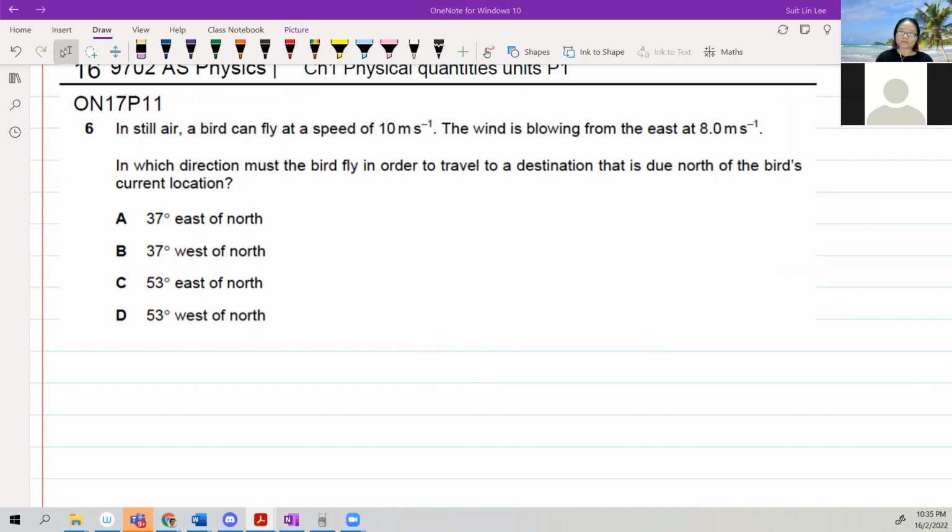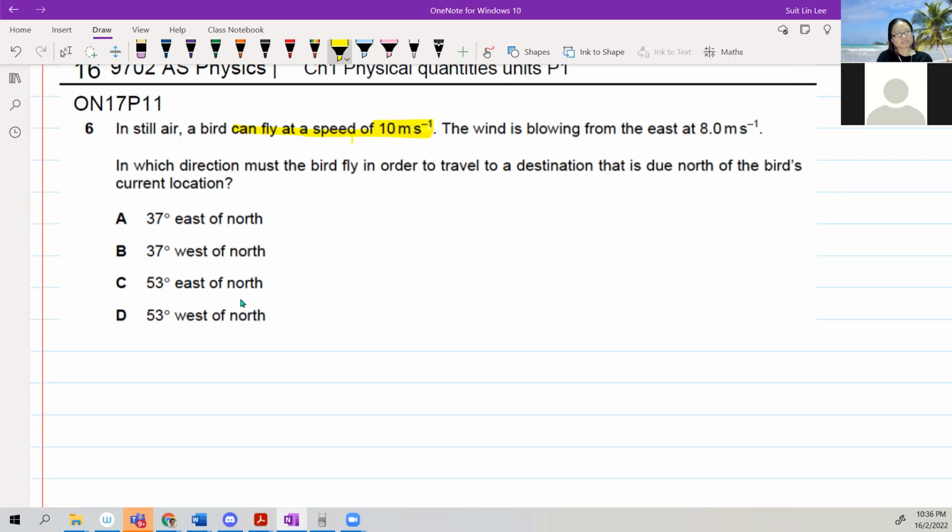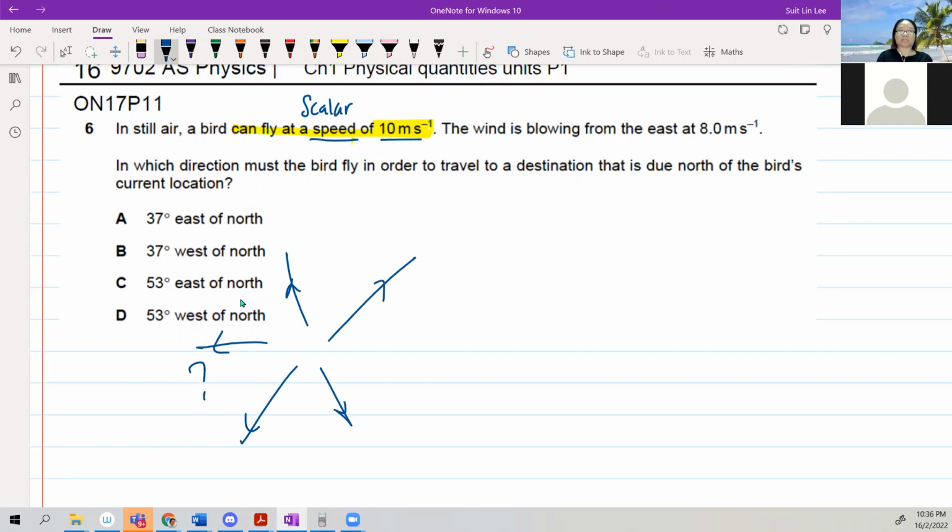But don't worry, just because there's no drawing doesn't mean you cannot do it. I guess what we really need to do is to sketch out the arrows that they are not giving us. So I think I'll start off first with the bird. The bird can fly at a speed of 10 meters per second. Did they specify the direction? No. Speed here is a scalar, so there is no direction. This 10 meters per second can be anywhere. But I know the magnitude is 10.